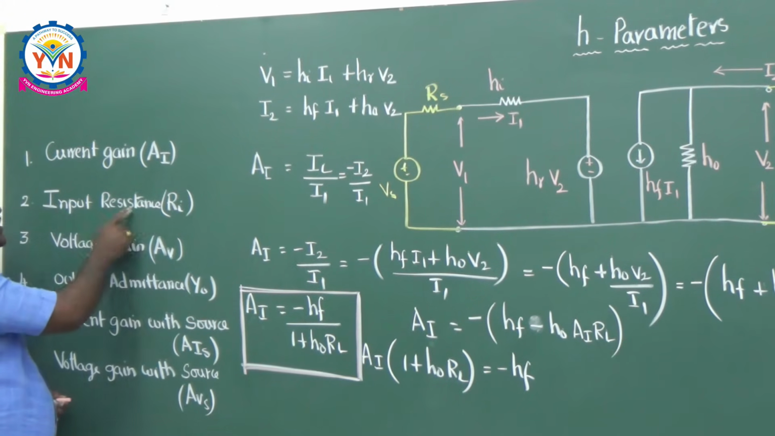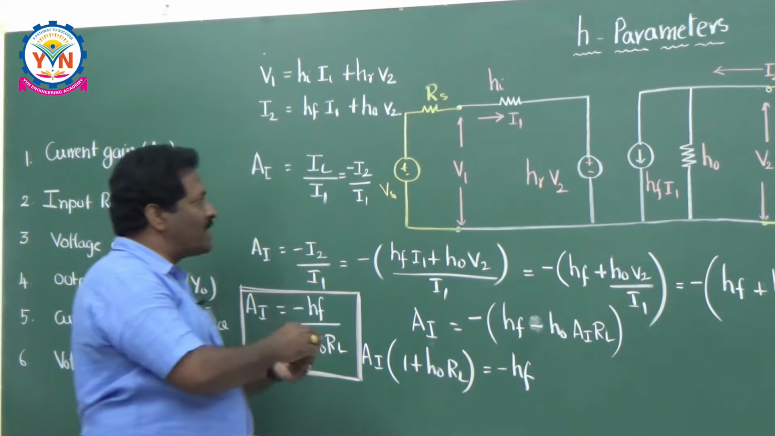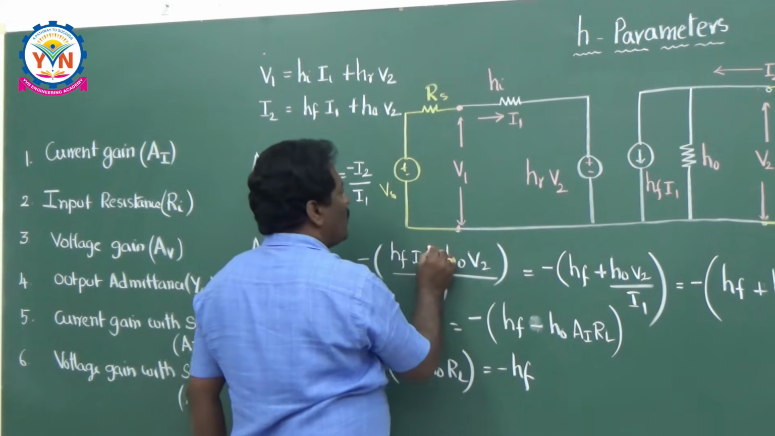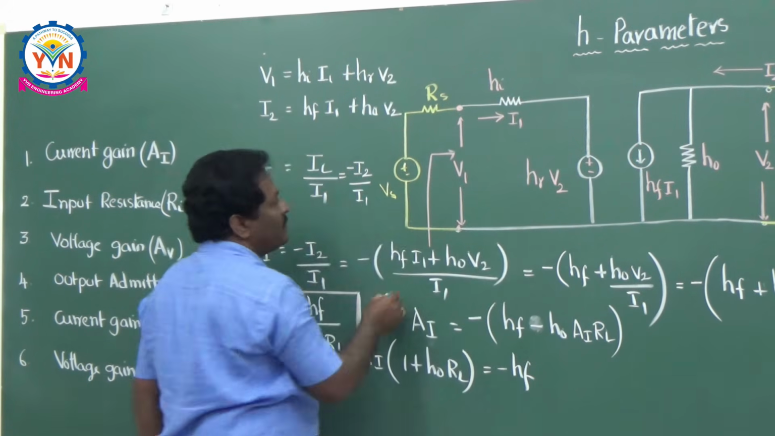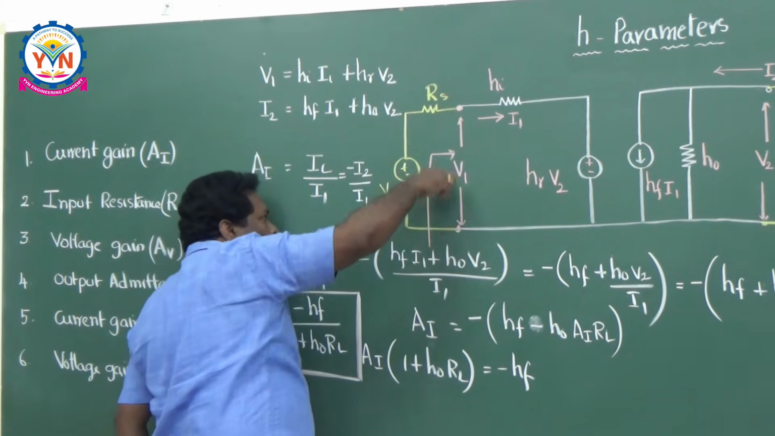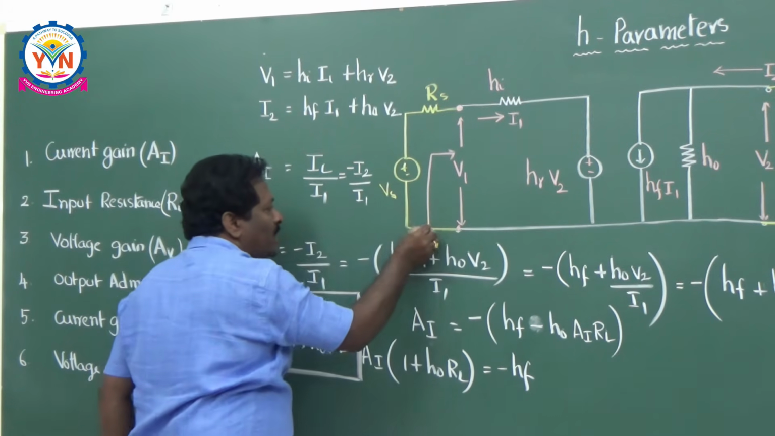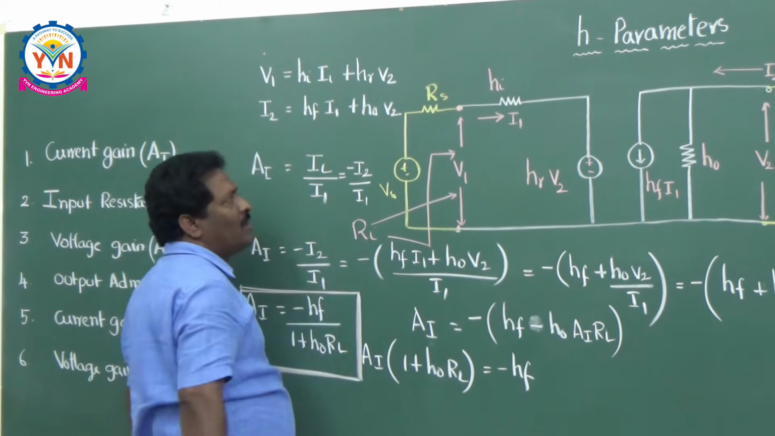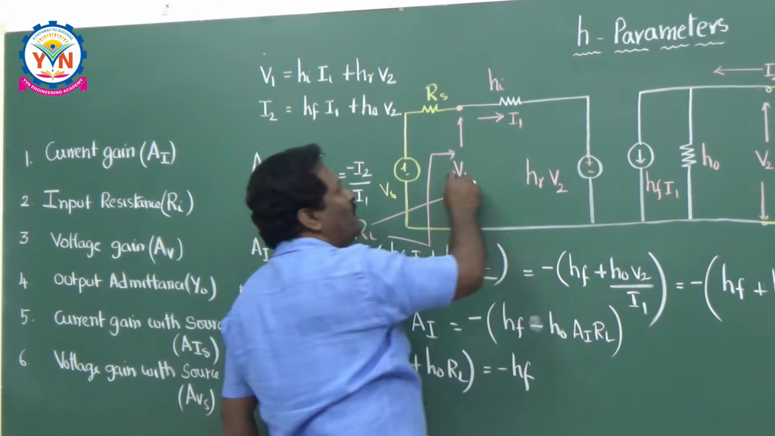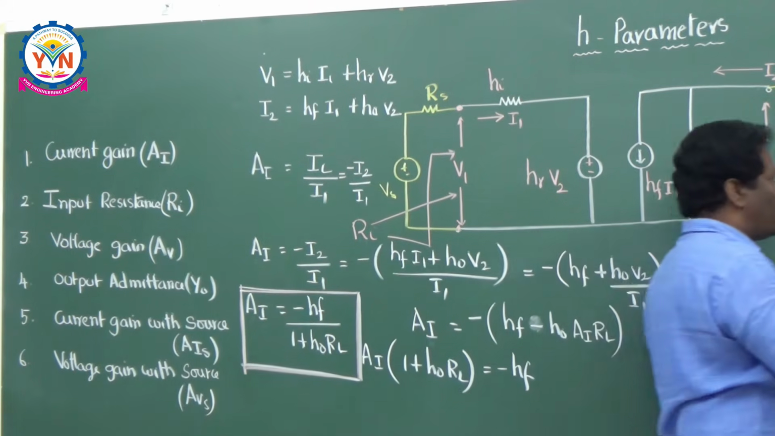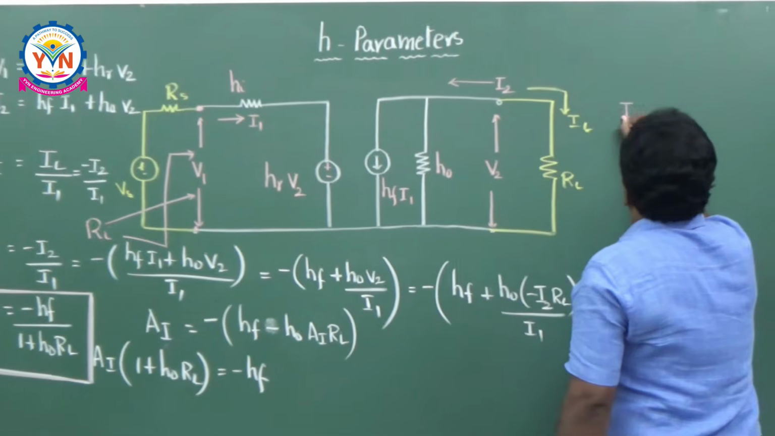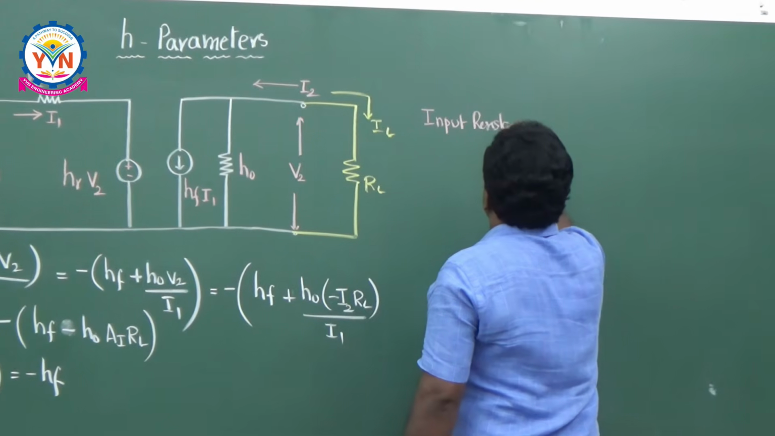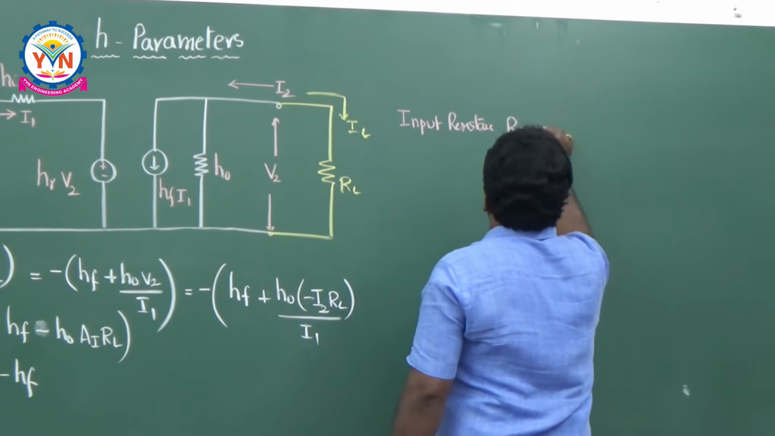So the next objective is input resistance. What do you mean by input resistance here? This is the input voltage V1 and this is the input current. If you are seeing from this place, this is the voltage and this is the current, then this will be Ri, the input resistance. So you are seeing in this direction. What is the definition of Ri? Ri is equal to V1 by I1.